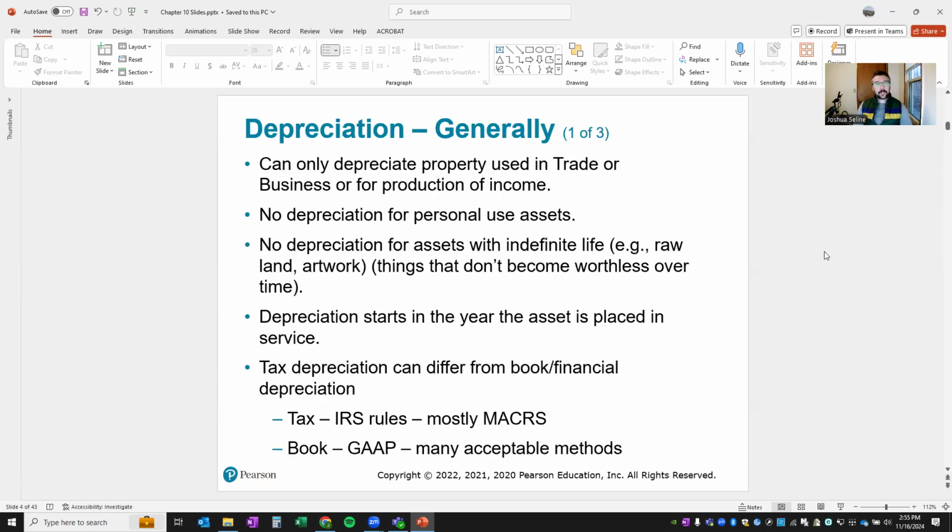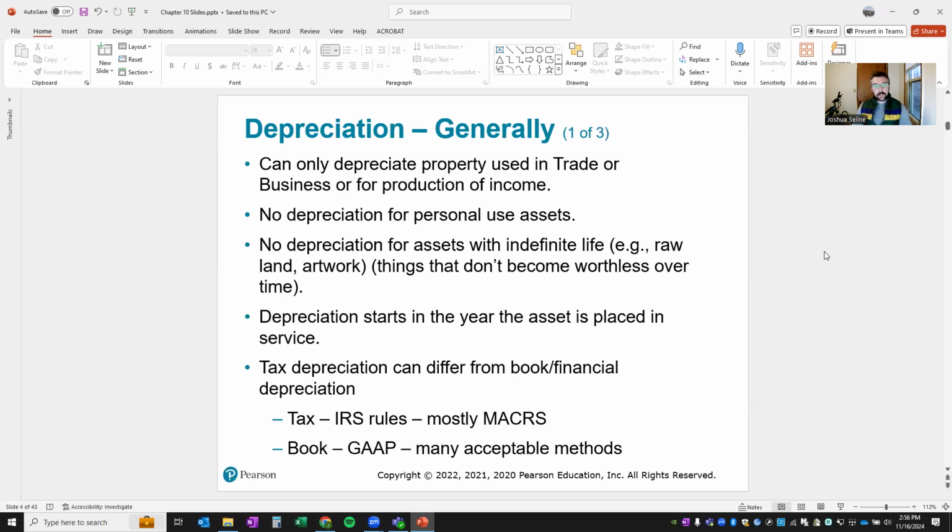Okay, so generally, you can only depreciate property used in trade or business or for production of income. No depreciation of personal use assets, that's kind of point one. No depreciation for assets with an indefinite life. Think land, that's always the one that I go to. You can't depreciate it. Land does not have a useful life. It's going to be around longer than any of us, so it can't be depreciated because there's no timetable.